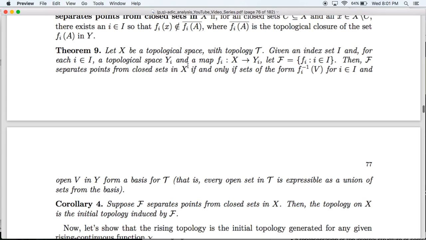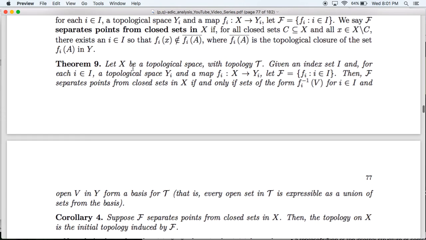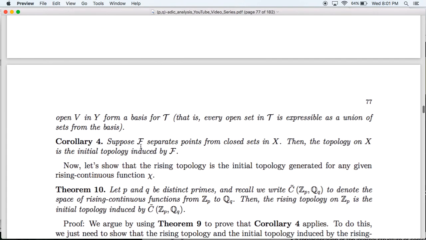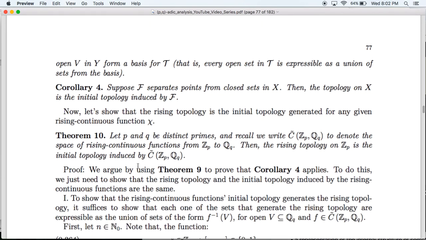Let X be a topological space with topology T, then given an index set, and so on. Then F separates points from closed sets in X if and only if sets of the form f_i inverse of V for i in I and open V in Y_i form a basis for T. That is, every open set of T is expressible as a union of sets from the basis. And so combining this result with this thing, we get the following corollary. Suppose F separates points from closed sets in X, then the topology on X is the initial topology induced by F. So using this, we can show that the rising topology is the initial topology generated by the rising continuous functions.